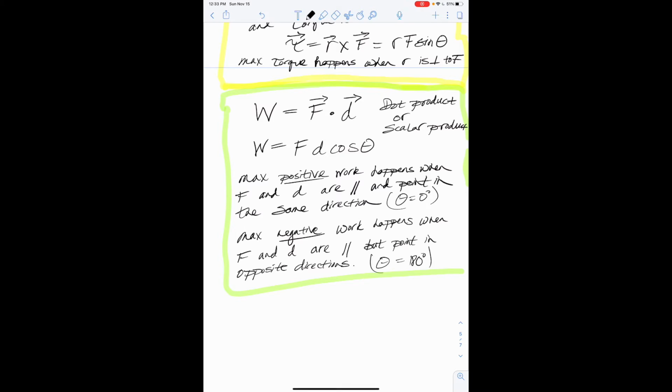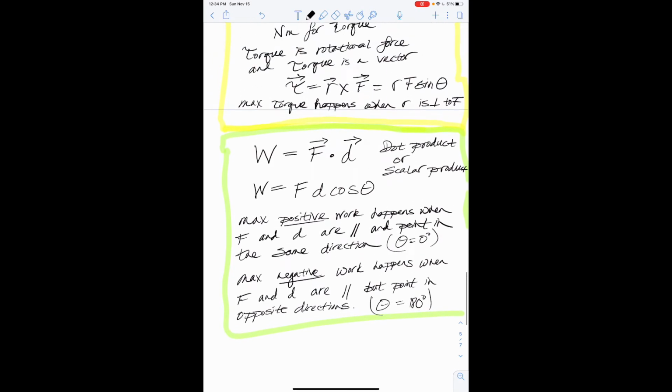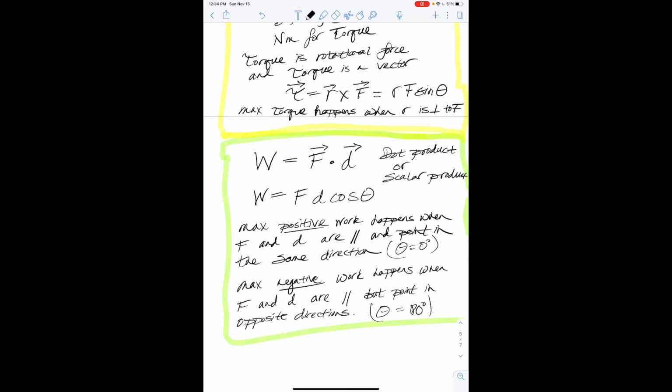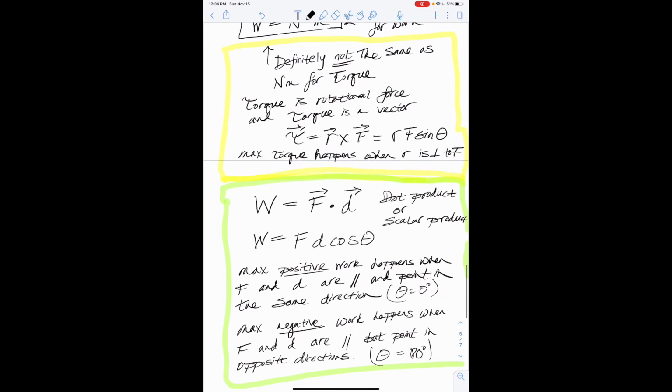And we should probably draw this, where theta is. We'll do that in a second. I'm just trying not to forget anything. There was something else I wanted to say here. Whereas that was different than torque, where max torque happened when theta was equal to 90 degrees, right?